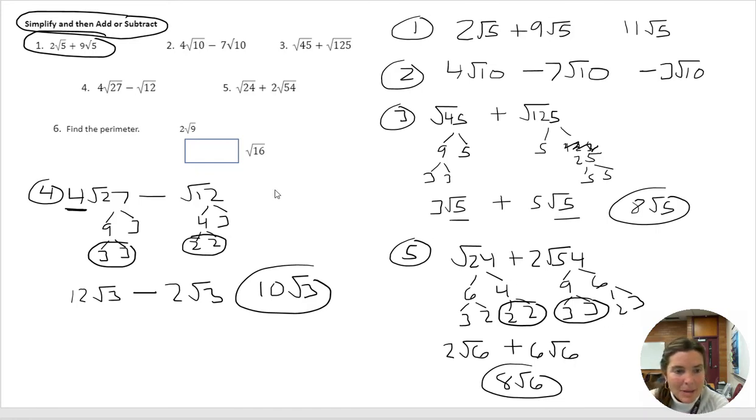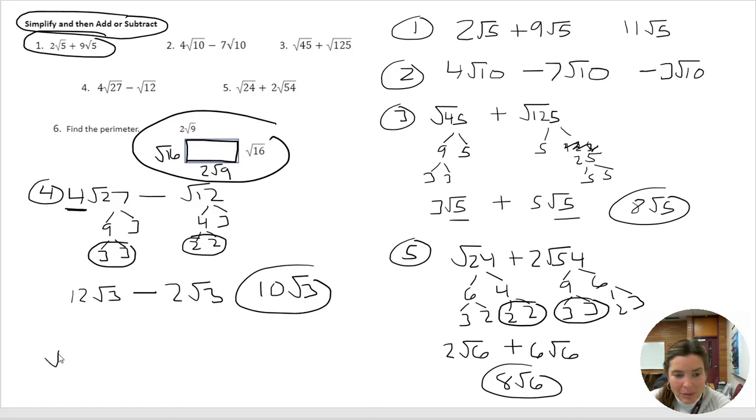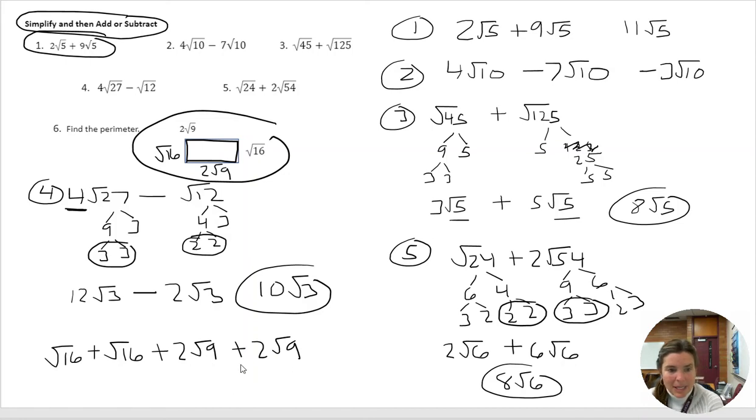Okay, and then the last one, find the perimeter. I think the tricky part about this was remembering that this is the square root of 16, and then that this is 2 roots 9. So when you do perimeter, you have to do this side, plus this side, plus this side, plus this side. Okay? So if we do the square root of 16 plus the square root of 16 plus 2 square roots of 9 plus 2 square roots of 9, let's go ahead and simplify all of these first.